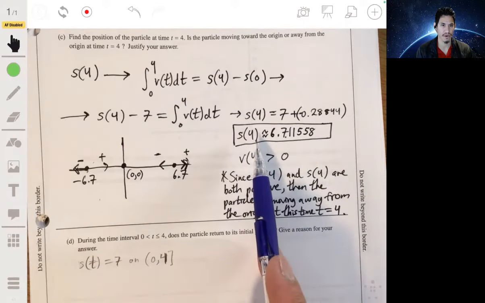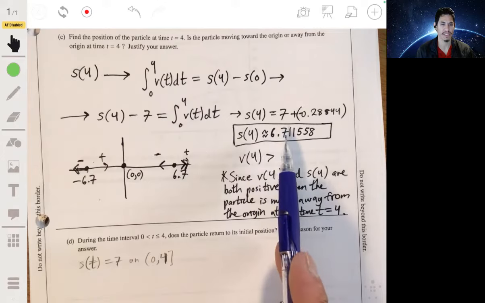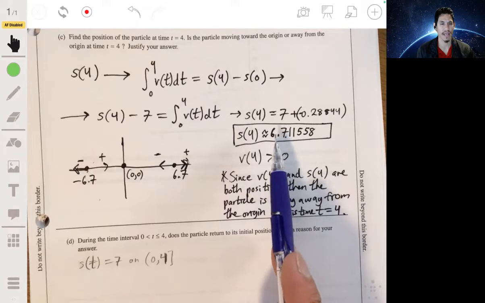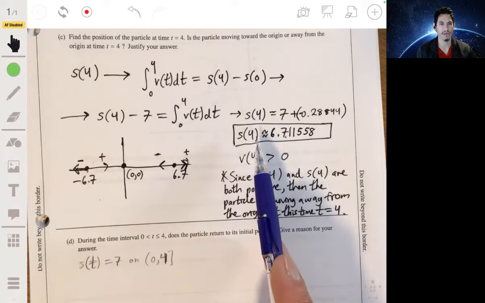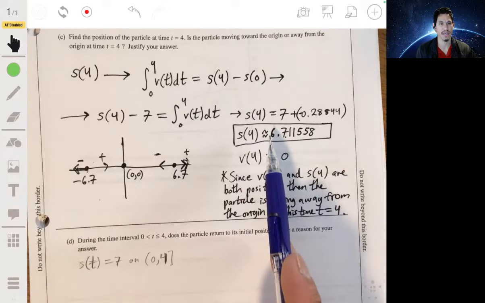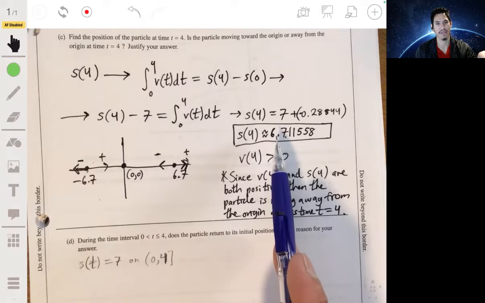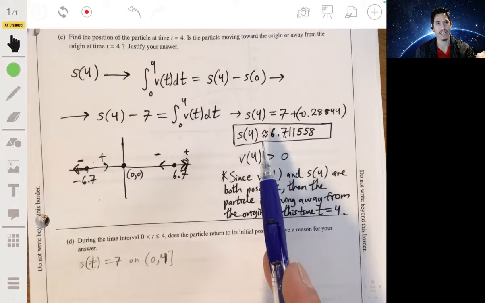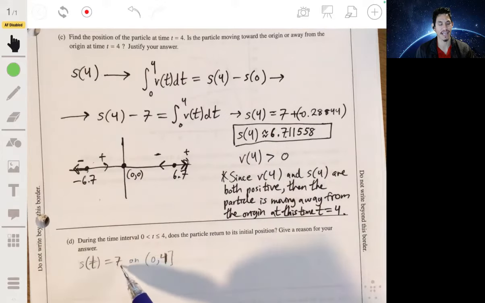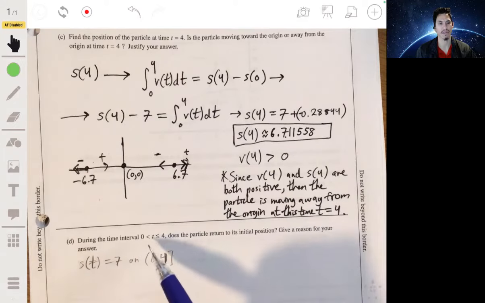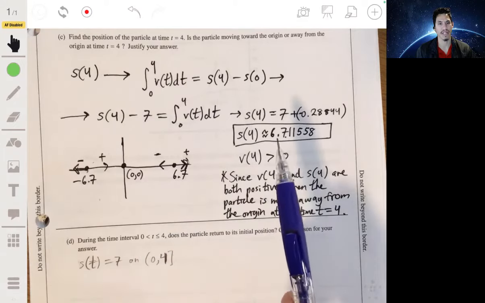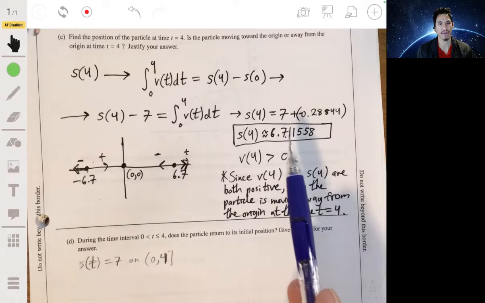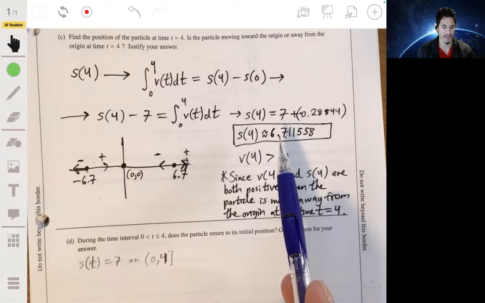At t equals 4, the position S of 4 is 6.7. So if we can find any time between 0 and 4 where the position is greater than 7, like 8 or 9, if we can show that S of t is more than 7 anytime between 0 and 4, then it's going to have to pass back through 7, because at 4 it's 6.7.